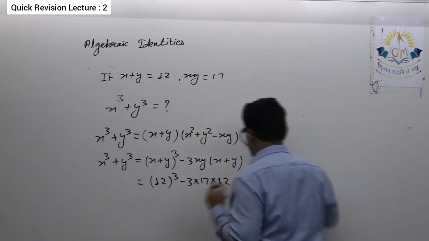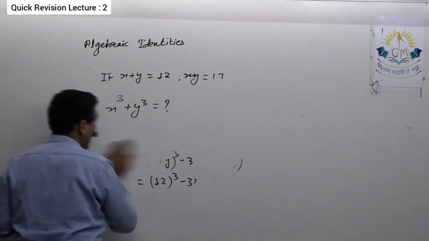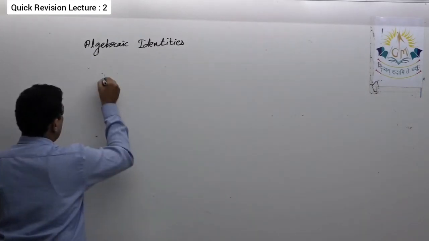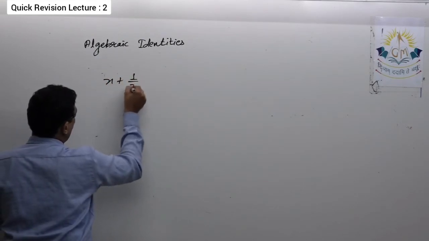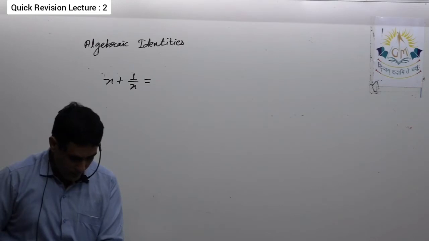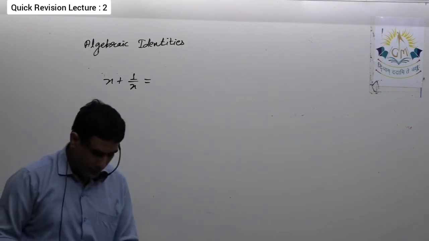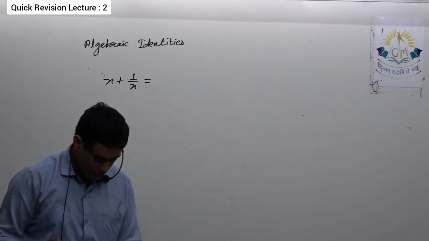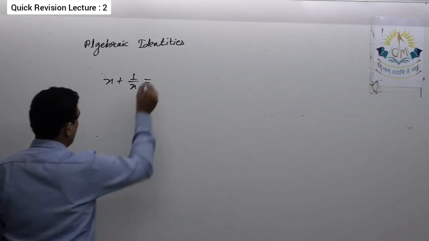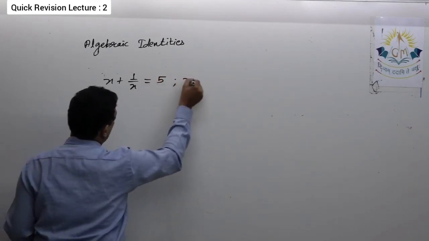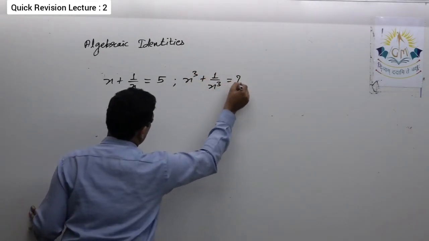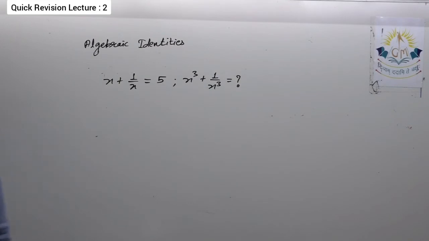Here it is given that x plus 1 upon x is equal to 5, and you have to find the value of x cube plus 1 upon x cube. So think for a while, then I will give you its solution.